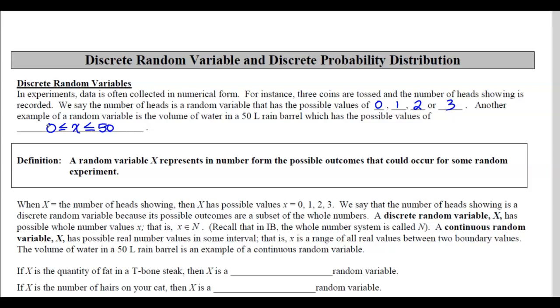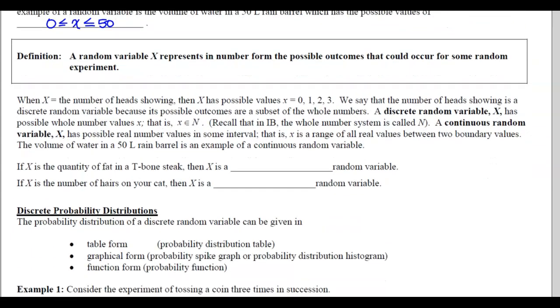With the number of heads, you can't have part of a head, right? You can have 0 heads, 1 head, 2 heads, 3 heads. You cannot have 1.32 heads. It's just not possible. So we're going to split this up into discrete and continuous. Definition: a random variable x represents in number form the possible outcomes that could occur for some random experiment. When x equals the number of heads showing, it has those values, 0, 1, 2, 3.